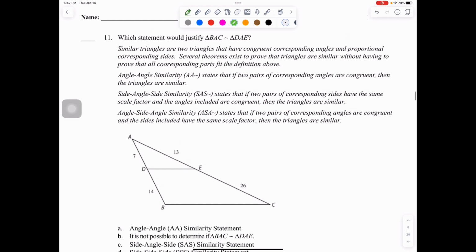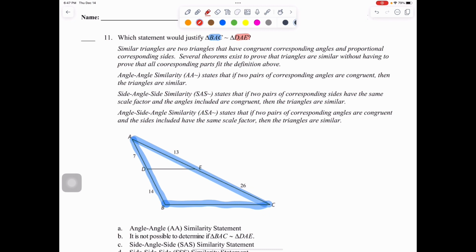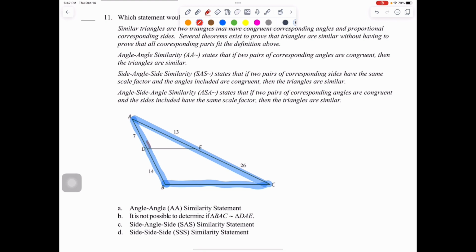All right, number 11, which statement would justify triangle BAC is similar to triangle DAE? Well, let's go ahead and take a look. So it's asking us BAC. We'll do this one in blue, but I'm going to slim it down a hair. All right, we have BAC. Then it's asking us, similar to DAE. Let me thin this out now. DAE. I'm going to put this in red here, right on the inside.